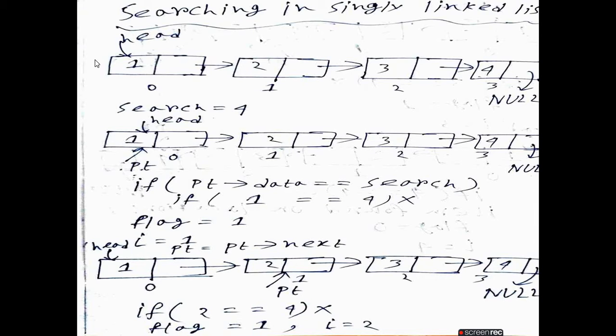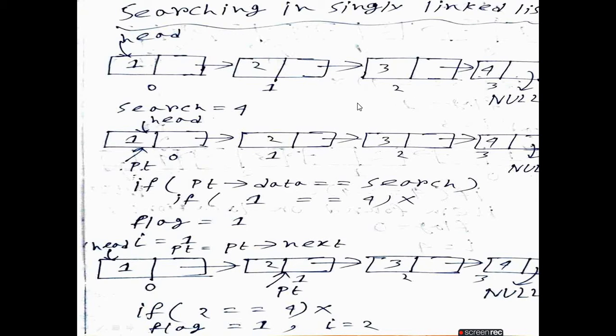So in this diagram, you find that this value 4, that means the node whose data is 4, is at index 3. That is our target. We search one by one the data part of every node, find in which node the data matches our searching item, and return the index of that node.